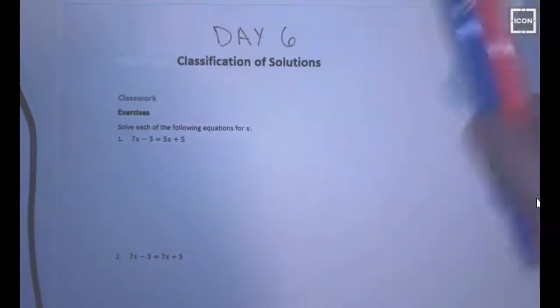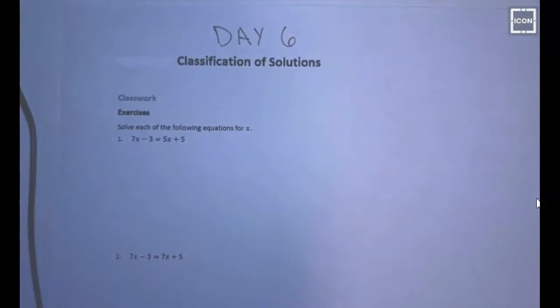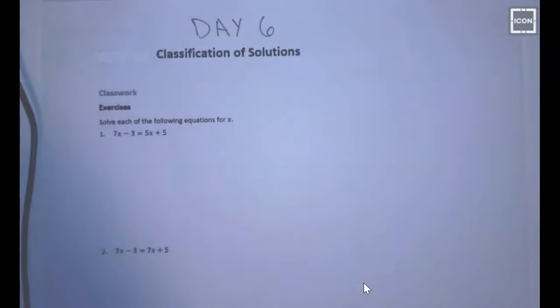Day 6, classification of solutions. So as we work through these problems, we're going to be classifying our solutions. There are 3 different classifications, and we have an example for each classification as we go.